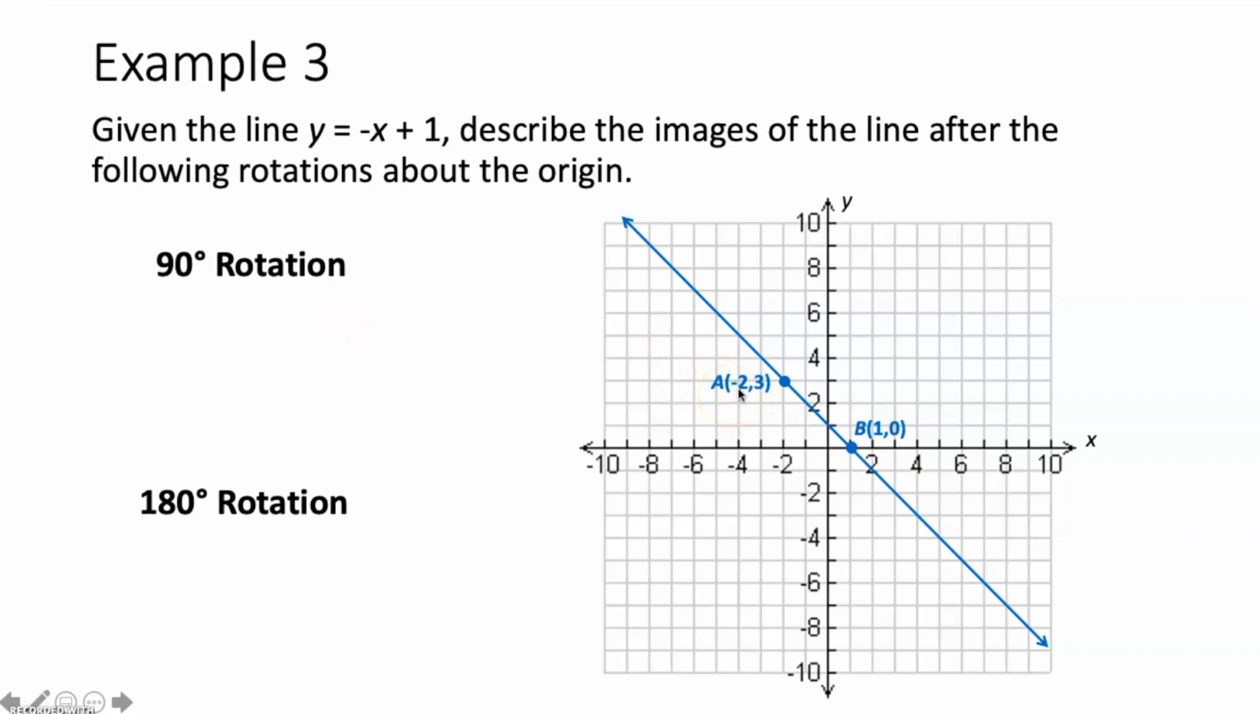So if A is at negative 2 comma 3, then our A prime after a 90 degree counterclockwise rotation is going to be at negative 3 comma negative 2. So I go over negative 3 on the x-axis, down negative 2 on the y-axis, and I put A prime.